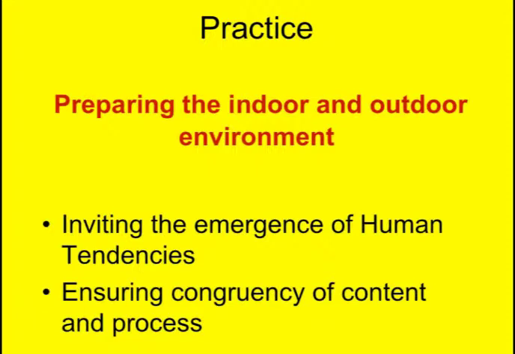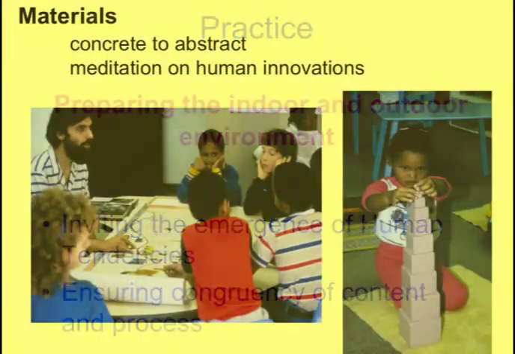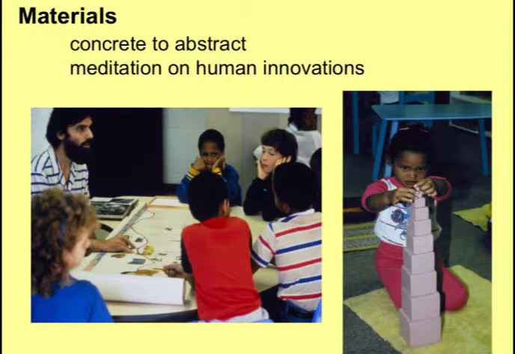Here we are viewing some of the materials used in the Montessori classroom that depict the child using a concrete apparatus and leading to abstraction. It is sometimes said that these are meditations on human innovations. The materials and lessons are experiences of exploring, orienting, order, imagining, observing. These are some of the tendencies identified by Mario Montessori. Experiences.